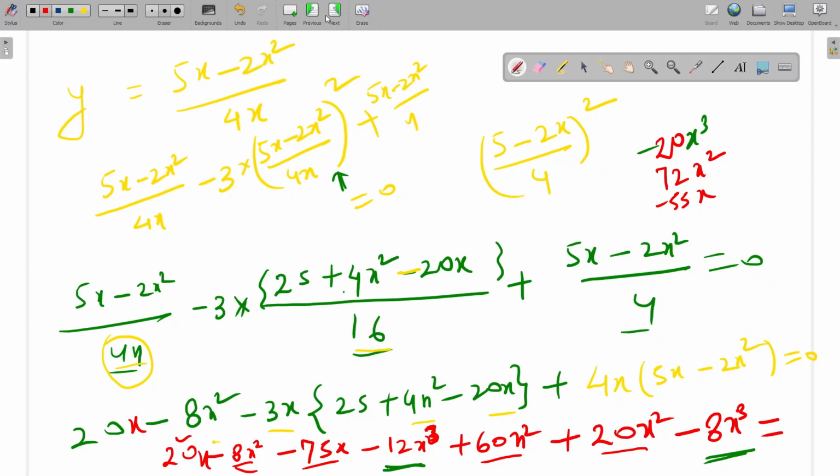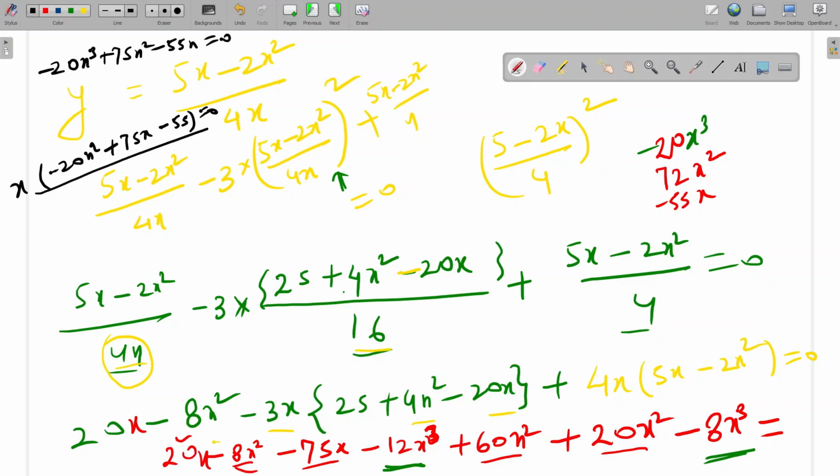One second, I will write this equation. Minus 20x cube plus 75x square minus 55x is equal to 0. Okay, x we can take common, so that will be one solution, that x is equal to 0. x into minus 20x square plus 75x minus 55. Can we solve this quadratic equation? What are we getting? Is it matching with that value? Can anyone solve? Okay, once again I will take my calculator. One minute.